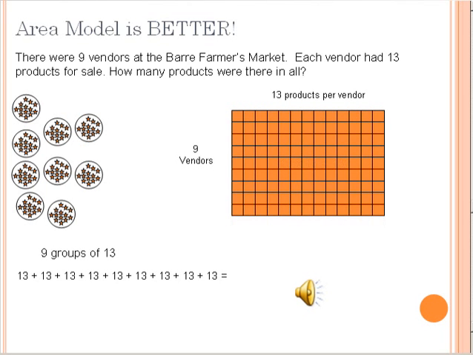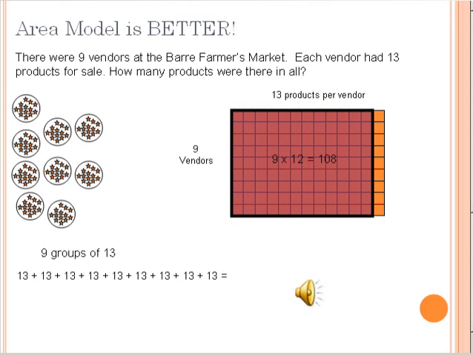And yet another strategy a student could use is to do 9 times 12, using a fact that he or she already knows, 108. And then that little edge right there, that's an extra group of 9 that you would need to add to 108. 108 plus 9 is again 117.